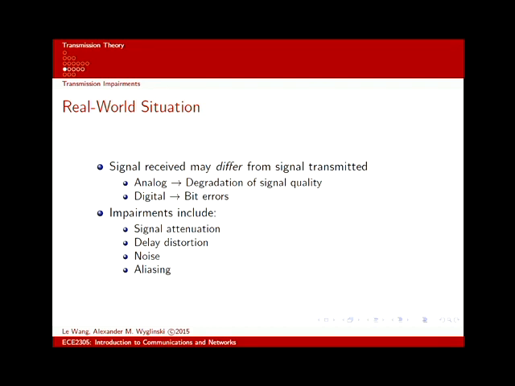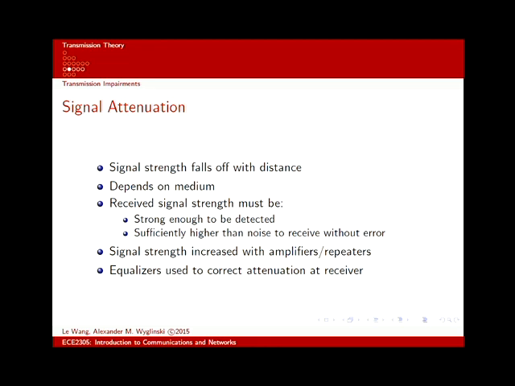There's delay, there's noise, there's aliasing, okay? So, signal attenuation. What this means is your signal, just like my speech. If I'm screaming, you know, my mom, 350 miles away in Montreal. Is that correct? Yes, that is. She cannot hear me because my speech attenuates. Wireless signals do the exact same thing.